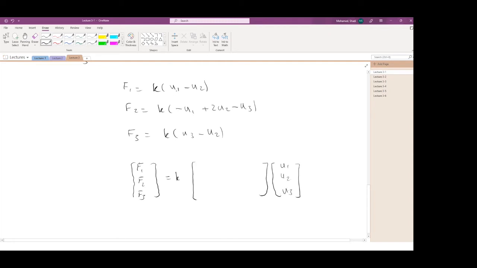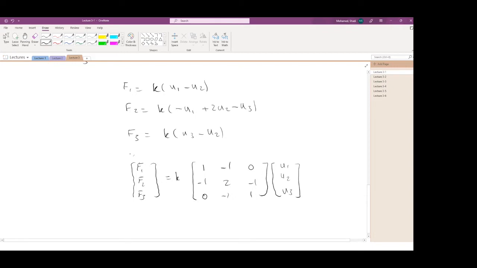And then in the first equation, you have U1 plus and U2 minus, and you don't have U3. So I'm just going to write 1, minus 1, and 0. In the second equation, you have minus U1, 2U2, and minus U3. So it is minus 1, 2, and minus 1. And if you look into the third equation, you have minus U2 plus U3, and you don't have U1. So it is going to be 0, minus 1, and 1.